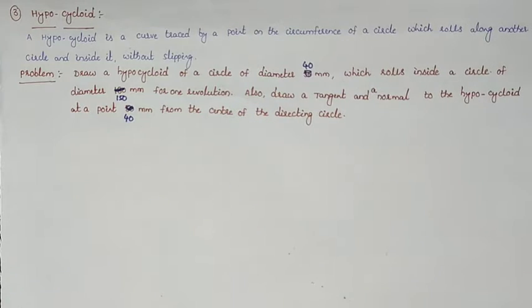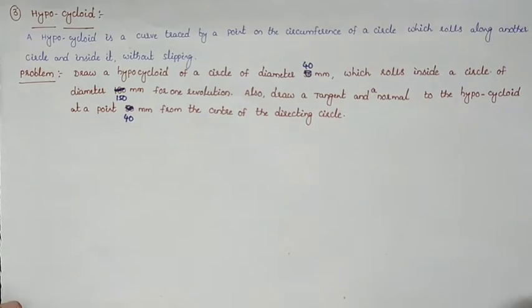Coming to the next curve, it is a hypocycloid. In cycloids we have another type, that is the hypocycloid. A hypocycloid is a curve traced out by a point on the circumference of a circle which rolls along another circle inside it. If it is outside, we will obtain the epicycloid. But if it rolls inside the directing circle without slipping, we will get the hypocycloid.